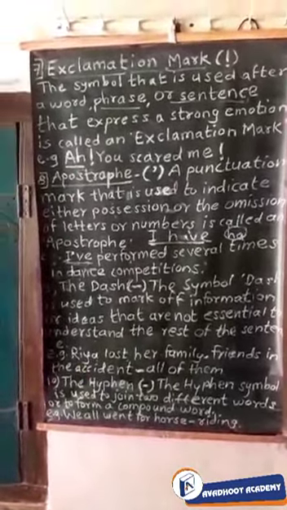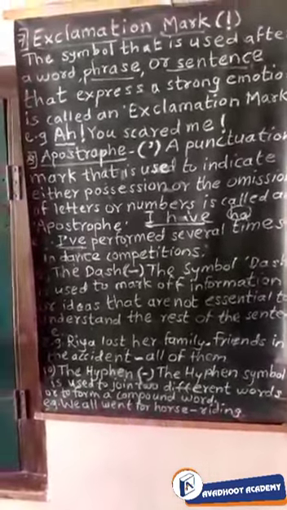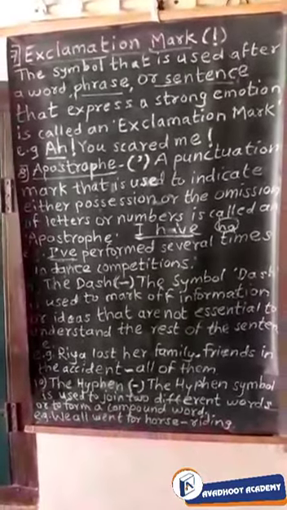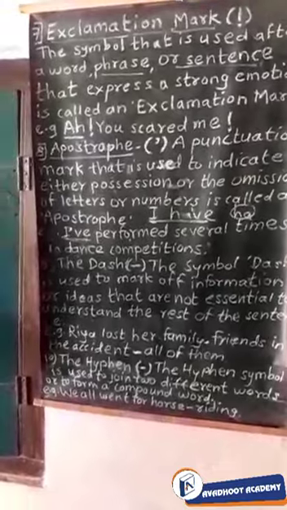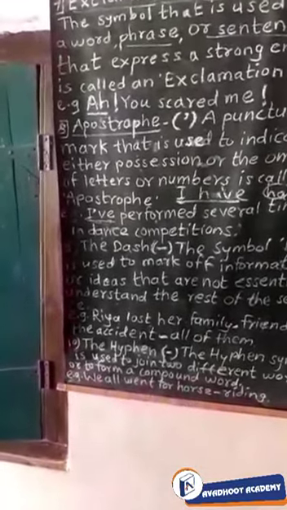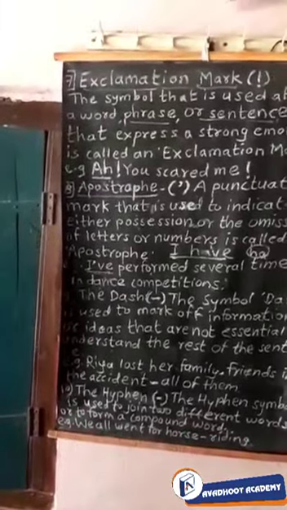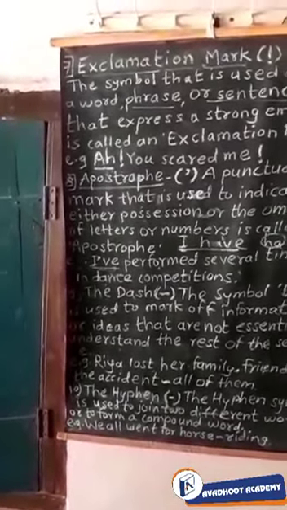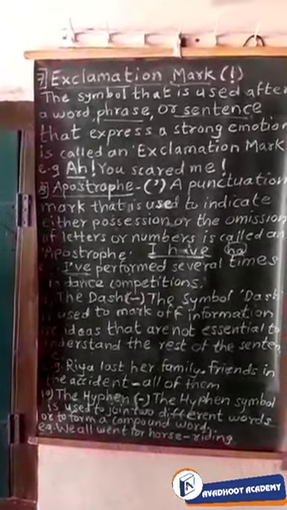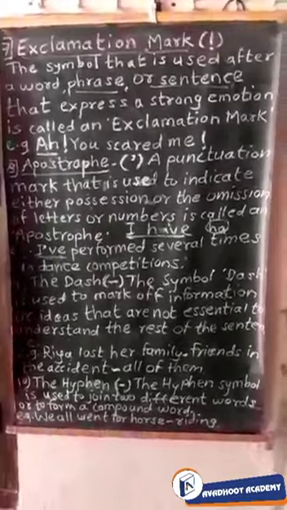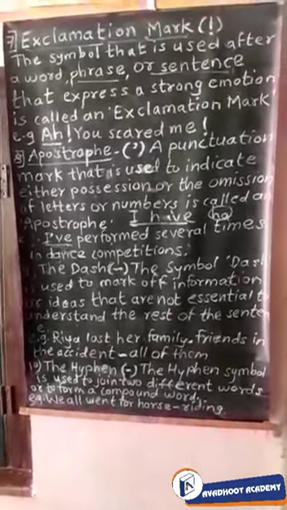In this way we have seen the punctuation marks: comma, full stop, semicolon, colon, inverted commas, question mark, exclamation mark, apostrophe, the dash and the hyphen. All 10 punctuation marks are very important for making sentences, and we will know where to use them when sentences are given to punctuate according to the punctuation marks. At that time we have to use them properly. In this way we have studied this topic.